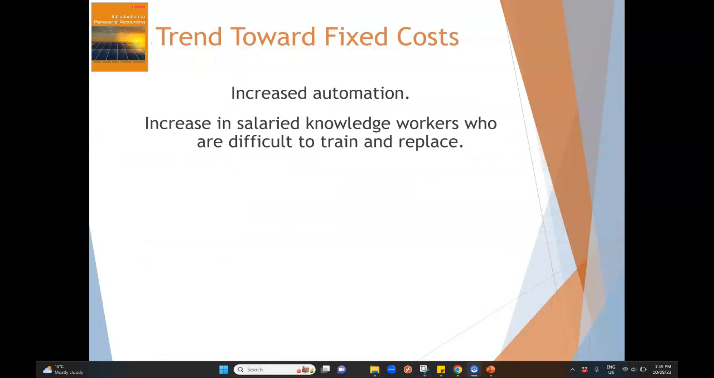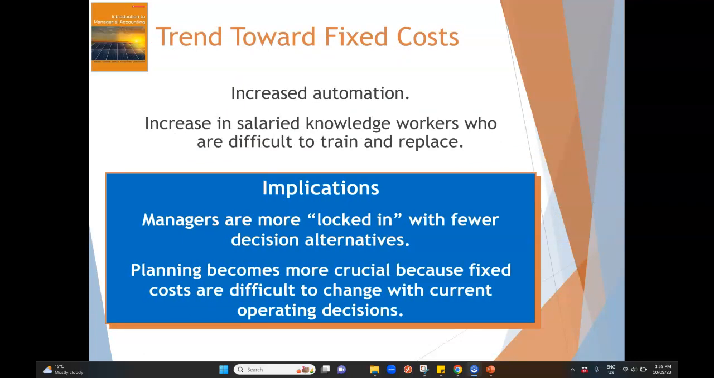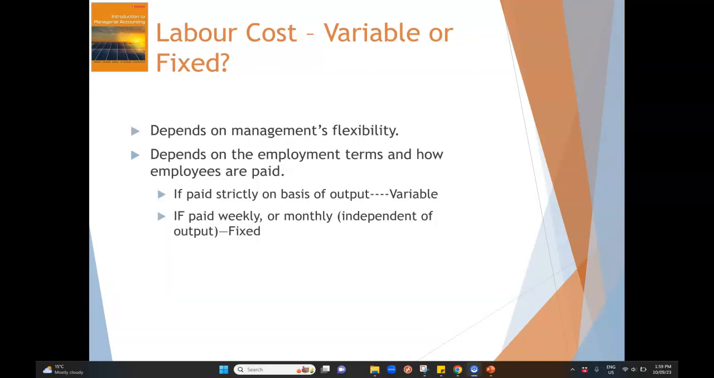Trend toward fixed costs: increased automation, and an increase in salaried knowledge workers who are difficult to train and replace. Implications: managers are more locked in with fewer decision alternatives. Planning becomes more crucial because fixed costs are difficult to change with current operating decisions. Labor cost, variable or fixed, depends on management's flexibility, the employment terms, and how employees are paid. If paid strictly on the basis of output, it's variable. If paid weekly or monthly, independent of output, it's fixed.